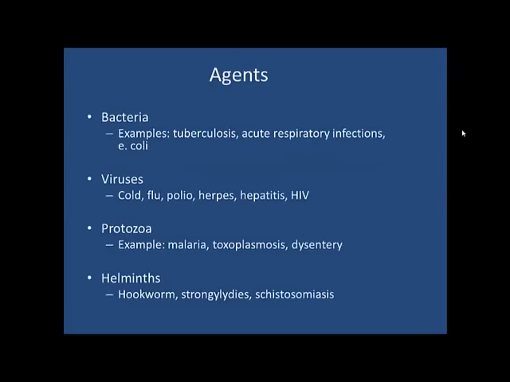The agents themselves, we're going to talk about each of these different groups in some more detail, but just some examples include bacteria, viruses, protozoa, and helminths. And we'll talk about the examples as the lectures go on.